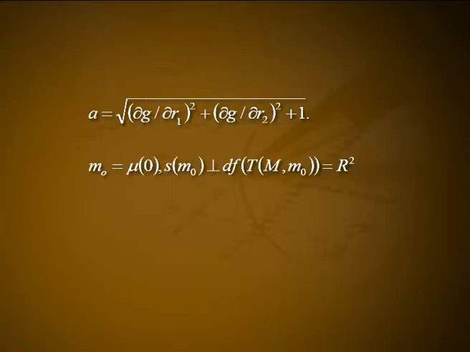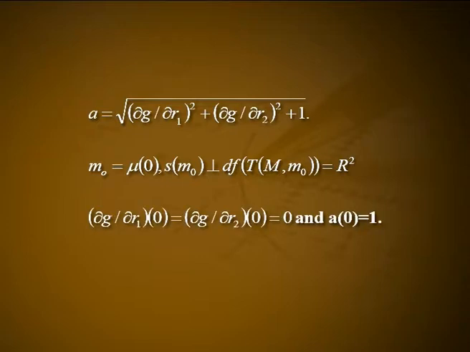Note that at m0 equal to mu of 0, S(m0) is perpendicular to df(T_m0), which is equal to R2. This implies that dou g by dou r1 at 0 is equal to dou g by dou r2 at 0 is equal to 0, and a of 0 is equal to 1. Now, under our identification of T_m0 M with df(T_m0 M), dou by dou xi of m0 becomes identified with dou by dou ri at 0 for i equal to 1 and 2.